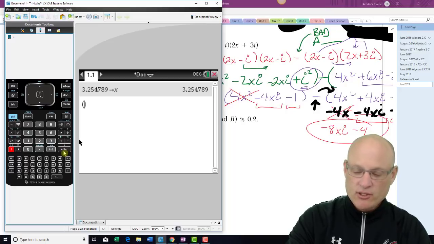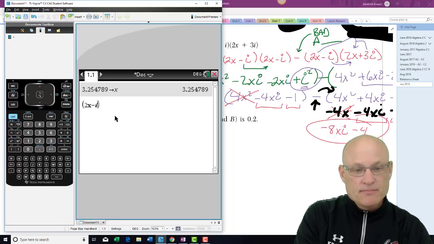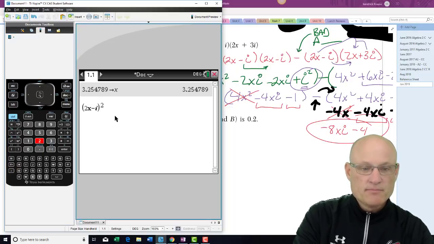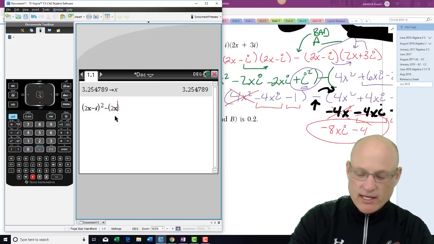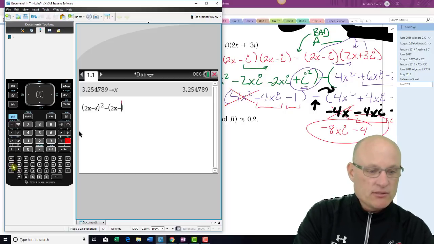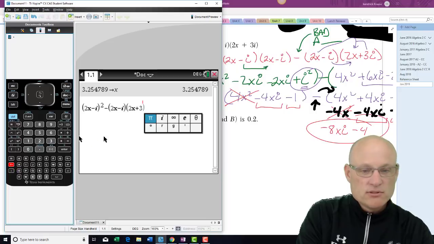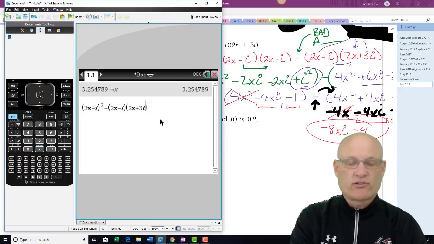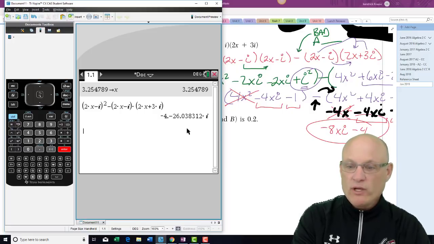Now the original was 2x minus i, squared, minus the bad one, and then 2x minus i times 2x plus 3i. Use the i button. Now, you're going to get some ridiculously dumb, stupid-looking answer. There it is: 0.4 minus 26 point blah, blah, blah i. Doesn't matter. We came up with this answer, negative 8xi minus 4.